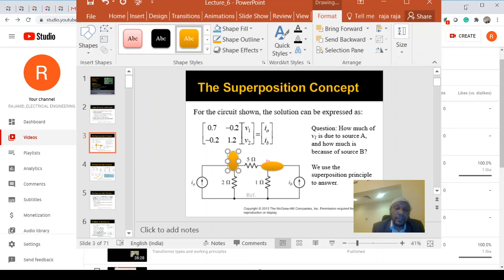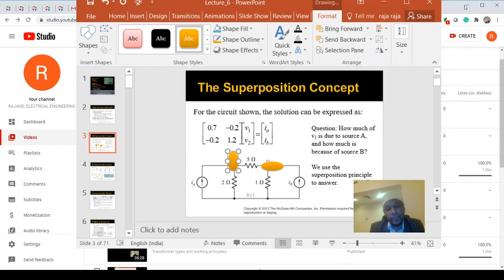Now you have case 1, case 2, and case 3. What do you do? For example, in case 1 I calculate V1 and give it the name V1 dash. Then in case 2 I calculate V1 again and call it V1 double dash, or we can say VA and VB like that. For case 3, the superposition principle says that if I want V1, I have to add V1 dash plus V1 double dash, and that is equal to my V1. That is the statement of the superposition principle.